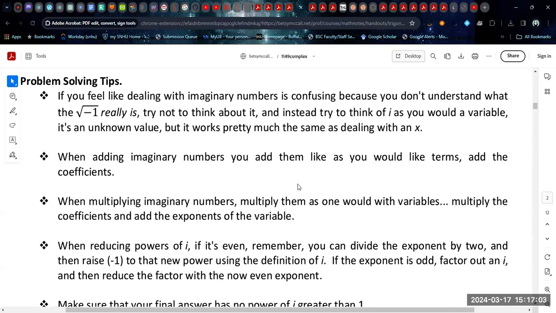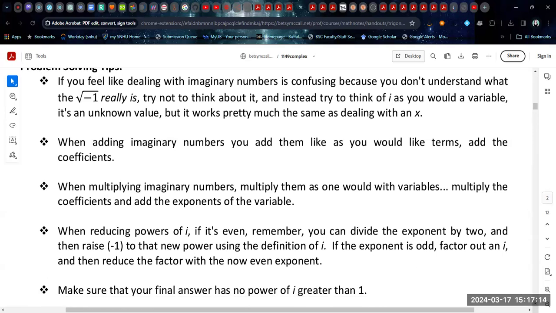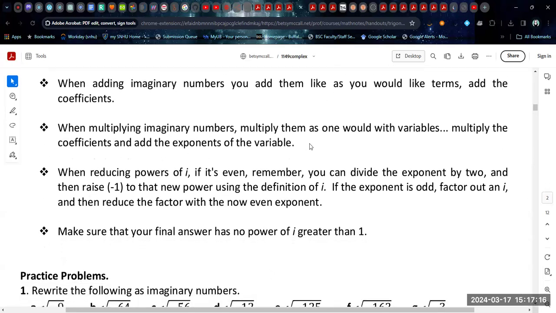This will be true when we expand to complex numbers where we have both real and imaginary parts. Again, add like terms together. When multiplying imaginary numbers, just multiply them like you would with variables. But then you have to deal with the powers of i as one additional step.